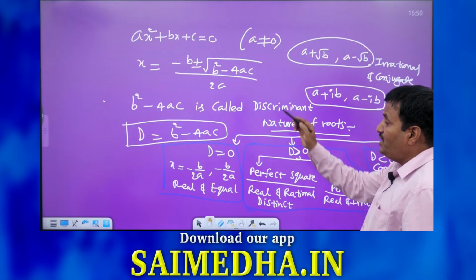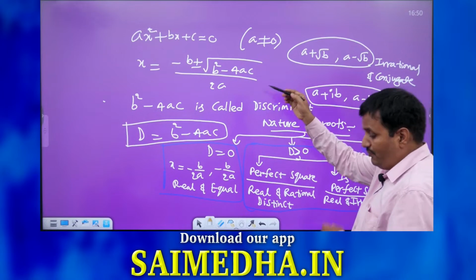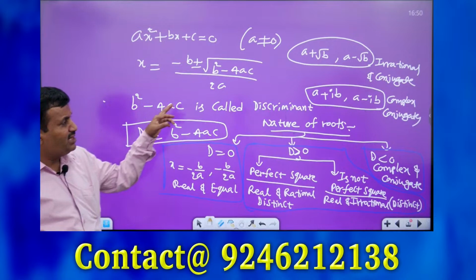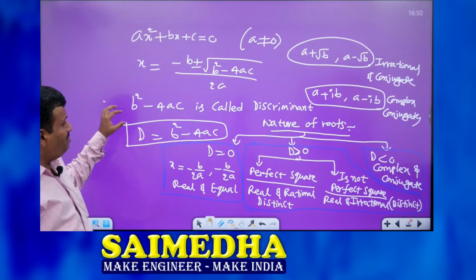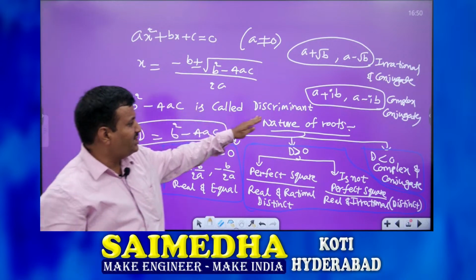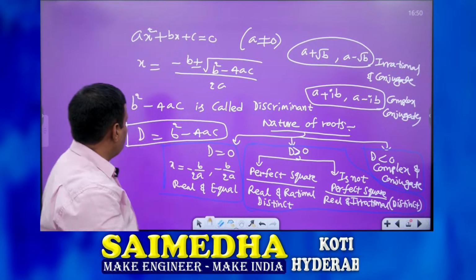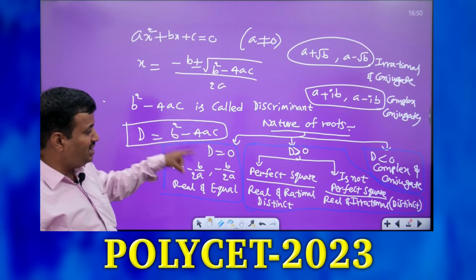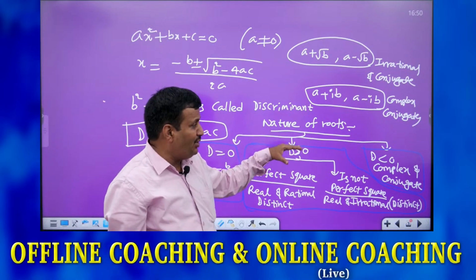And if you observe here, what are the roots? General form of the roots: x equal to minus b plus or minus square root b square minus 4ac by 2a. And b square minus 4ac is called the discriminant. So what is the name of this? B square minus 4ac is the discriminant. It is represented as D. Depending on the D value, the nature of the roots.